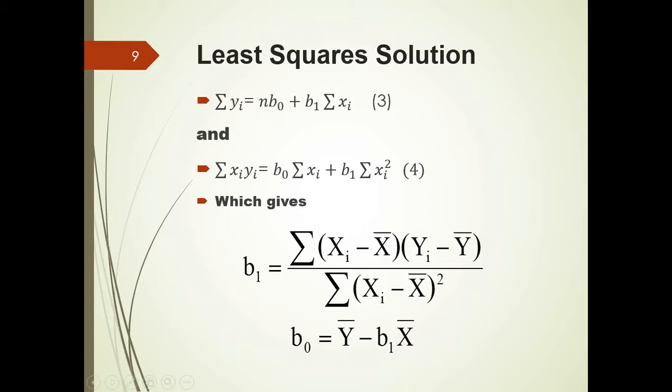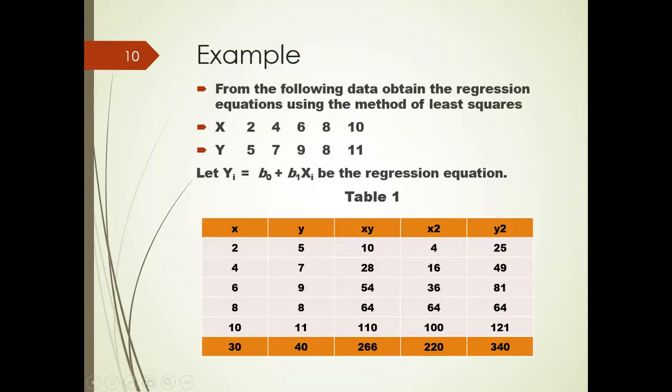Now the second equation: multiply the first equation with x_i. So sigma x_i y_i equal to sigma x_i b naught plus b1 sigma x_i squared, since sigma of 1 into x_i is sigma x_i, and x_i into x_i is x_i squared. That is the second equation. By solving, you get b1 and b naught.